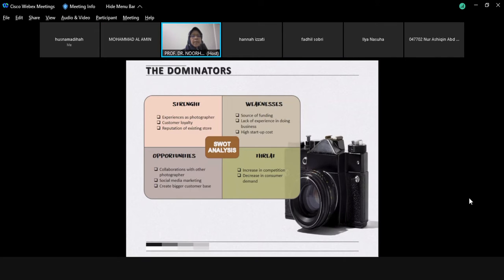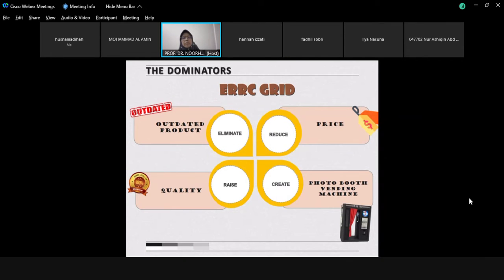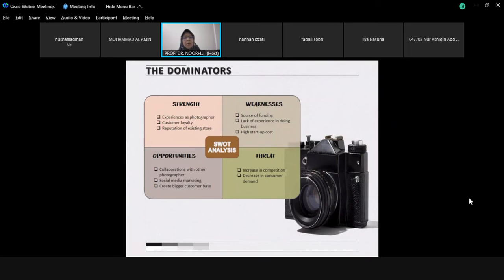Okay, can you give an example of how something from SWOT is linked to something from ERRC? Let's show the ERRC. For example, quality. Okay, is that shown in the SWOT? Let's go back to the SWOT analysis. Do we see anything about quality here? Let's see. We see collaboration with other photographers. Is that quality? Not according to Fadil. I think Fadil mentioned quality in terms of the output of the products. Right, Fadil?